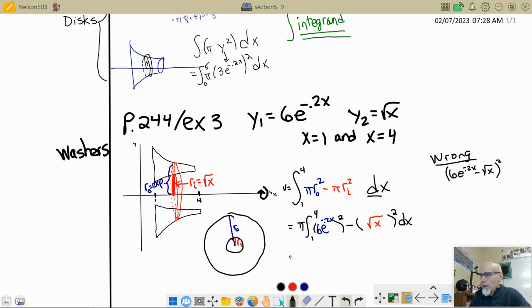So we could do this, you know, by hand. It's not really that difficult, right? So we'd have something like pi from 1 to 4. We'd square this stuff. We'd get 36, right? We'd get 36e to the negative 0.4x. And then over here, we square this. We get minus x dx.